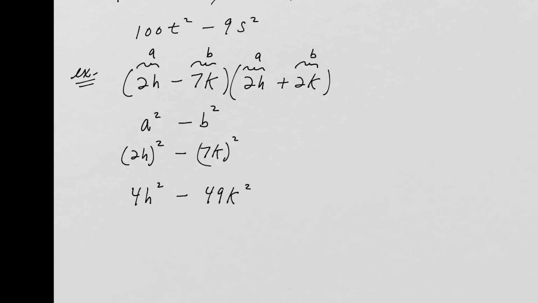Right? Remember, 7k squared is 7 squared times k squared, or it's 7k times 7k. You could do either way. And 2h squared is 2 squared times h squared. So that would be my answer. In this case, I just decided to use that rule. If you just want to FOIL it out in general, you'll get exactly the same answer.